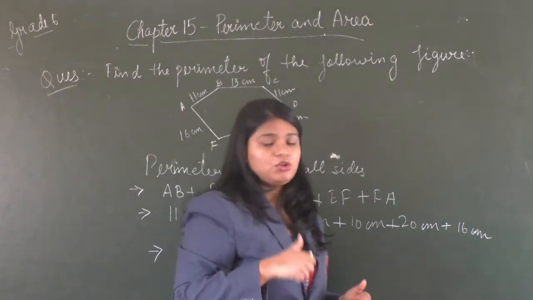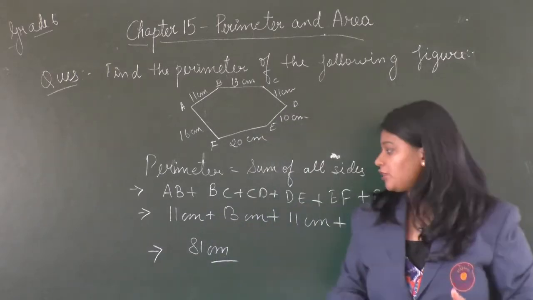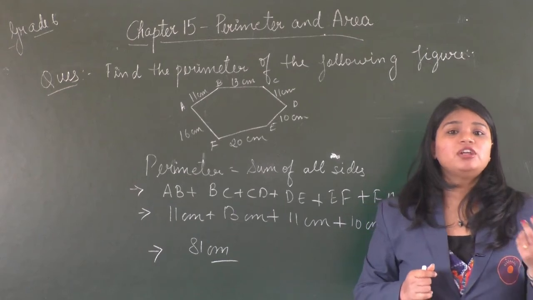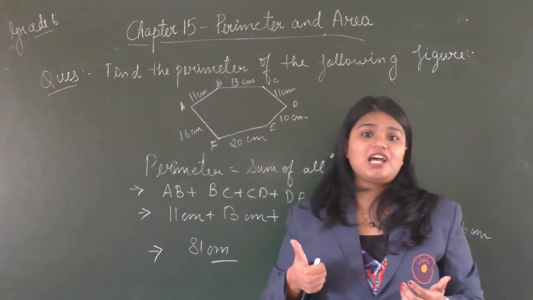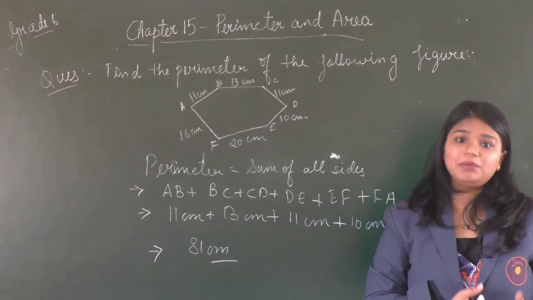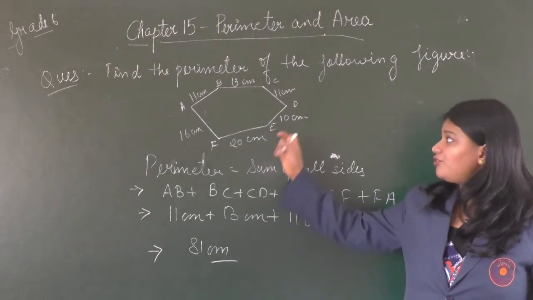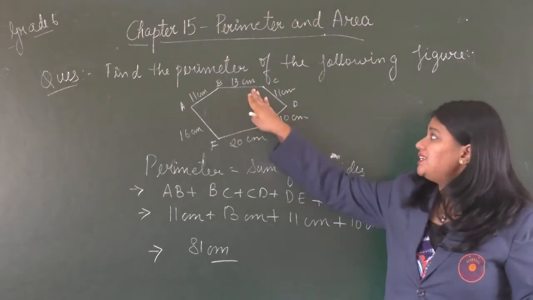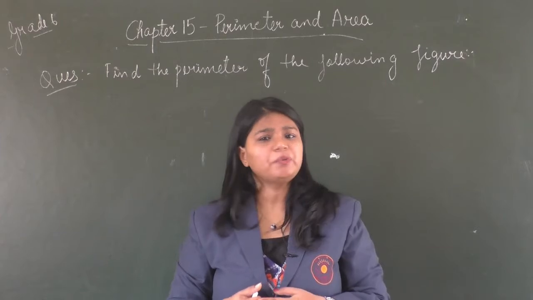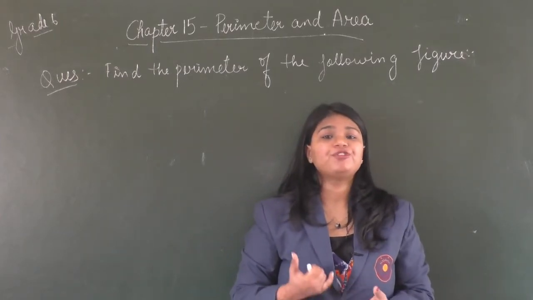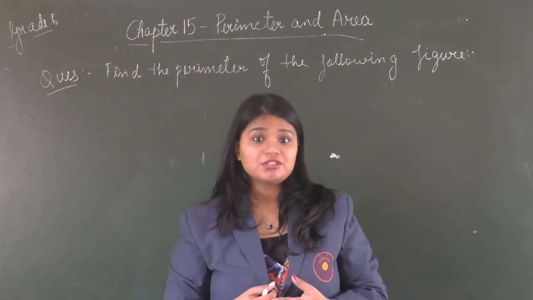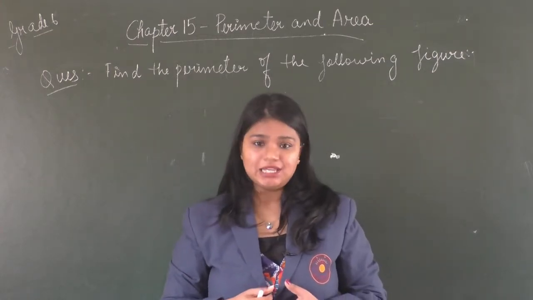So students, please note, when we are talking about perimeter, we write the unit centimeter or meter, kilometer or millimeter. There is no power attached to the unit. So here we got the answer as 81 centimeter. That is the perimeter of this figure, A, B, C, D, E, F, is 81 centimeter. So we learned how to calculate the perimeter of closed figures. So now you can calculate the measure of the ribbon required to decorate the edges of the tabletop.